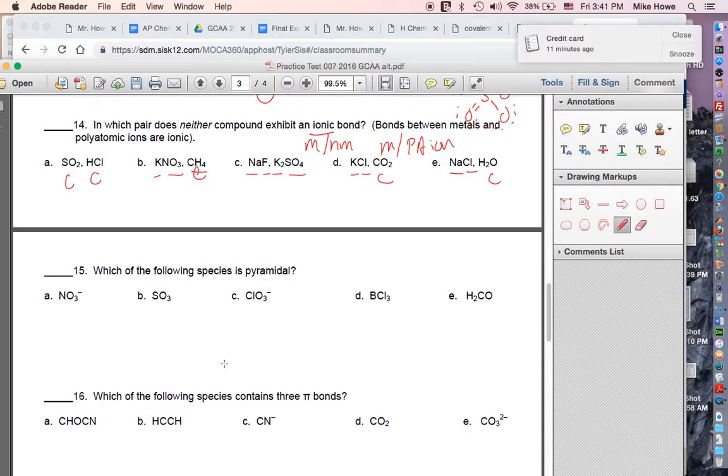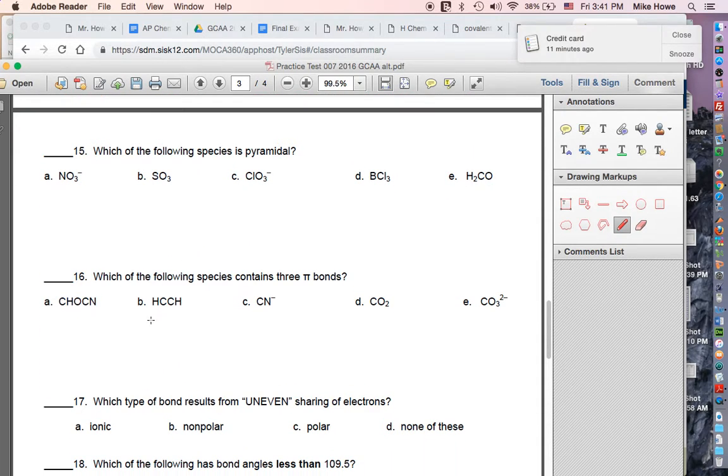Which one's pyramidal? So you got to draw the dot diagrams. So NO3, when you draw it, will look like this. I just use that for 6 electrons. Sulfur trioxide, we did that a minute ago. It'll look like this. Of course, if you look it up on the internet, it'll show an expanded octet.